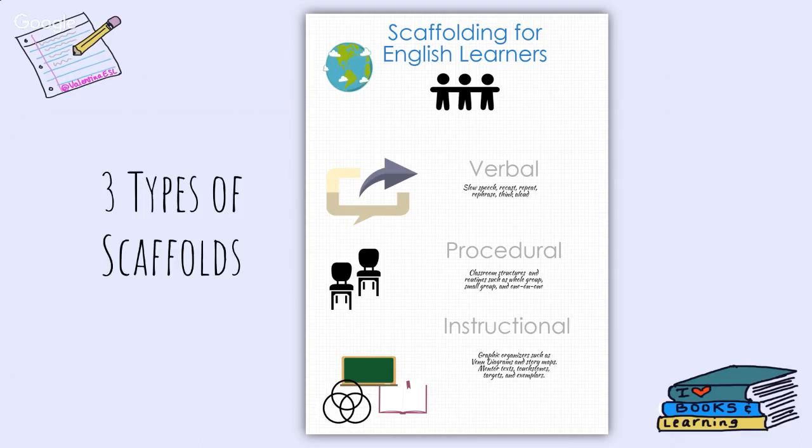And then the procedural is those classroom structures, the routines, going from whole group in the mini lesson to small group and one-on-one during the independent time of reading and writing workshop. And then the instructional part would be using any kind of graphic organizers and story maps and exemplars for our students. So reading and writing workshop can scaffold instruction tremendously for English language learners.